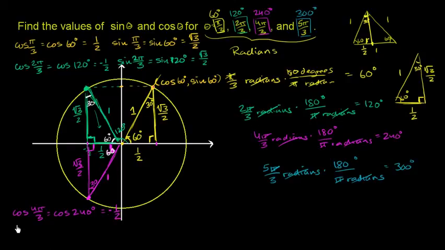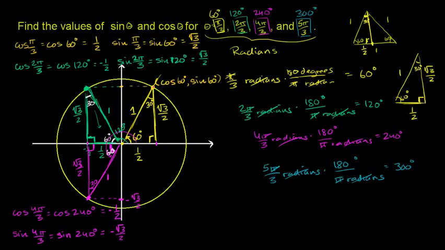Now let's do the same thing with sine. Sine of 4 pi over 3, which is equal to sine of 240 degrees, is going to be equal to what? Well, the sine of this entire angle going all the way 240 degrees is going to be the y-coordinate of this point. So the y-coordinate of this point is the height of this side, but in the negative direction. We've gone below the x-axis. Let me be clear, it's negative square root of 3 over 2. So sine of 4 pi over 3 is negative square root of 3 over 2.